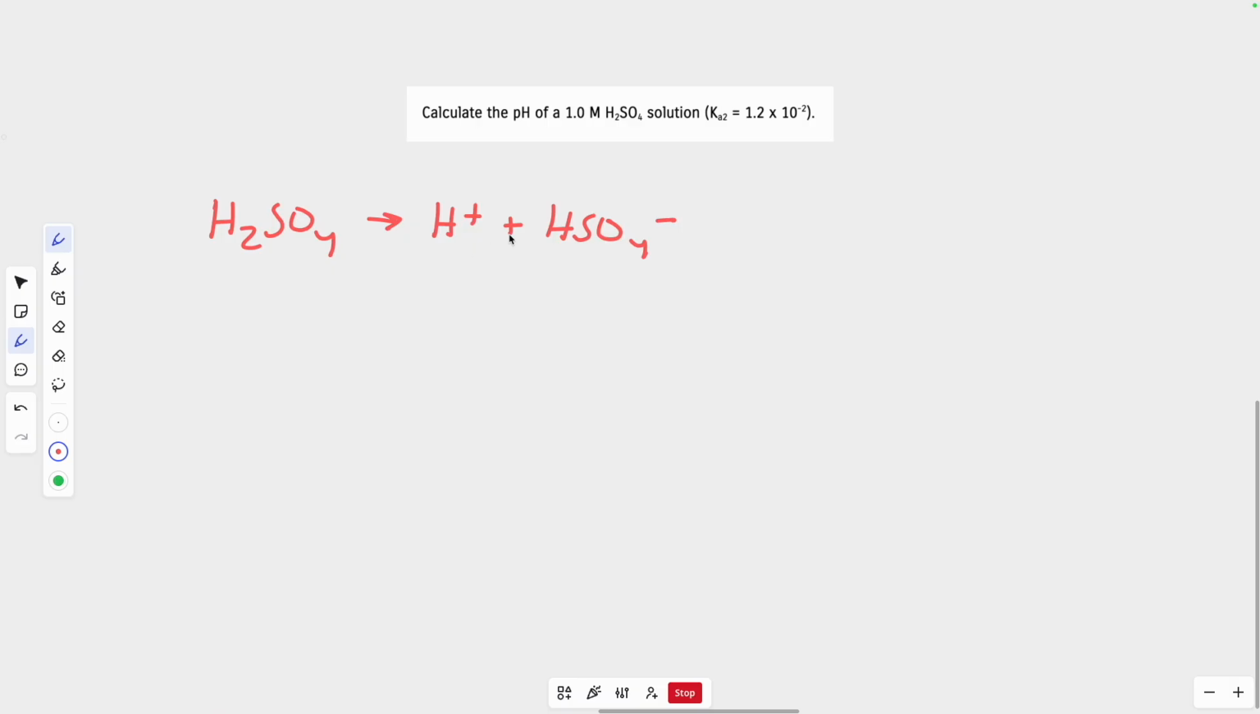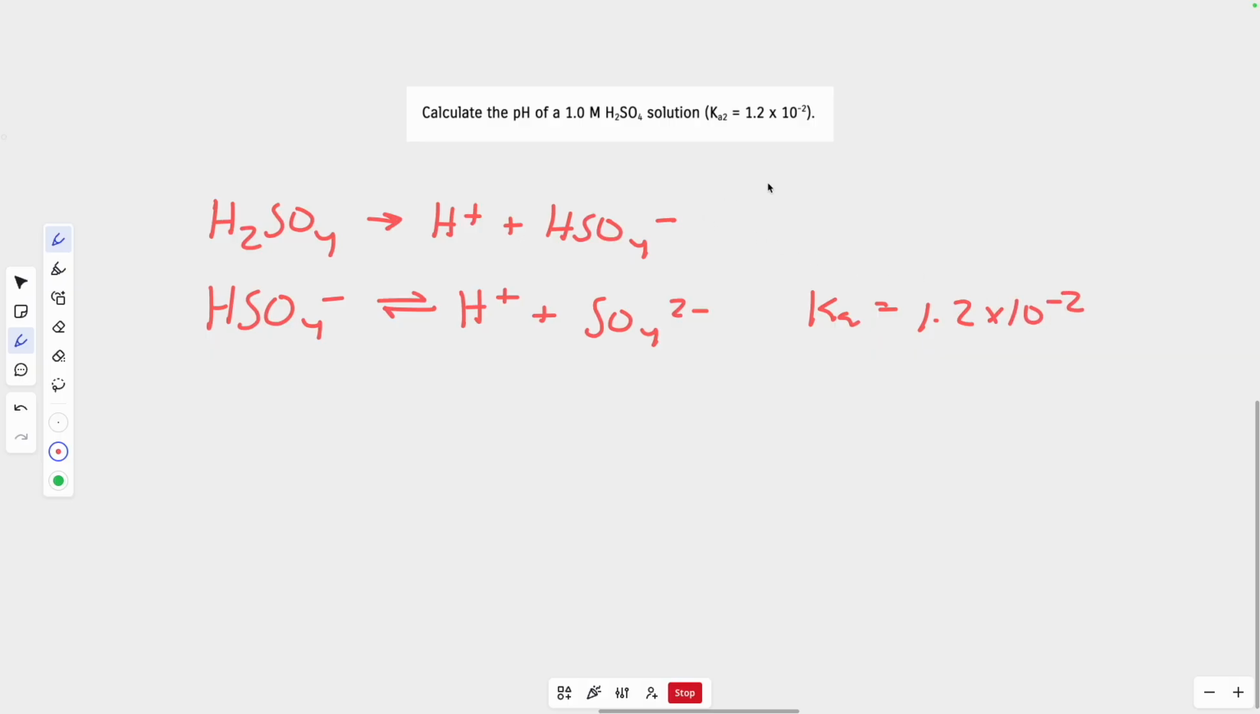But there is a second step because it's a diprotic acid, so it can dissociate one more time. So HSO4 minus, and now we're going to use the equilibrium arrows, and then we have H plus and then SO4 2 minus. This step is the one which has this Ka2 of 1.2 times 10 to the power of negative 2. So the K of this reaction is equal to that.